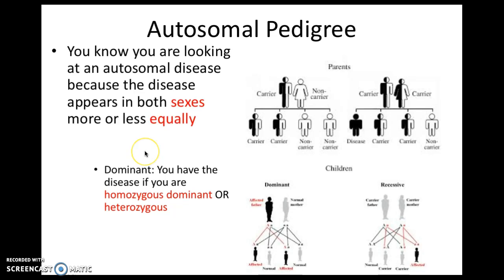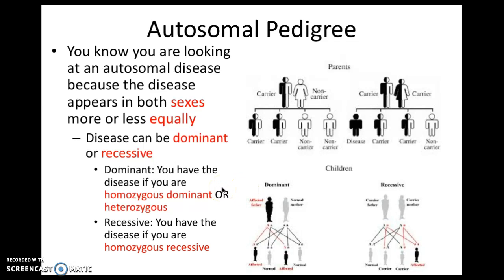You know you're looking at an autosomal disease because both sexes are more or less equally affected. But the disease can also be dominant or recessive. If it's dominant and you have the disease, you're going to be homozygous dominant or heterozygous, because the capital letter is the bad one. Recessive means that you only have it if you have 2 little letters. Heterozygous individuals are carriers and can pass the gene on to offspring, but they don't have the disease themselves. It's hidden in their genes.